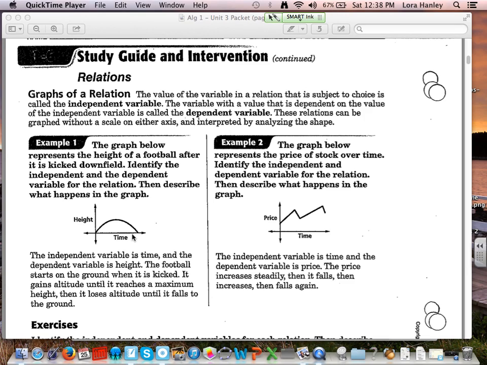Identify an independent and dependent variable, as well as describing a situation from a graph. We will also look at domain and range as an interval rather than just a list of x's or y values. So, the first thing we want to look at is, what is an independent variable?